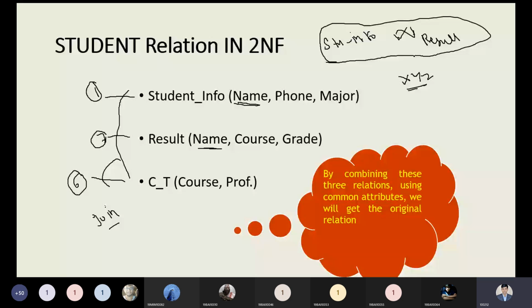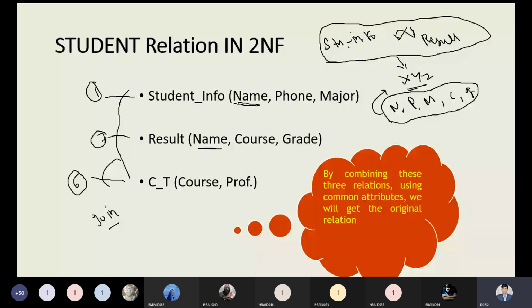And in this xyz, what would be the attributes? Of course, name, phone number, and major. Why? Because student information will be on the left side, so the attributes of student information will be displayed first, and then course, and then grade. So five different attributes would be part of the xyz, the newly generated relation after applying the join operation between the student info and result.